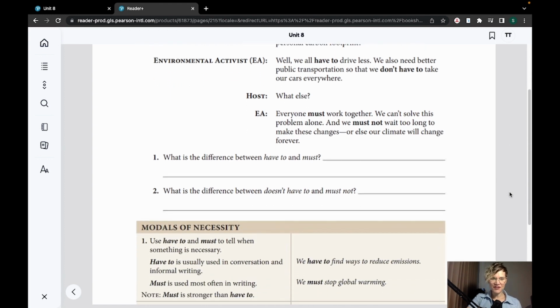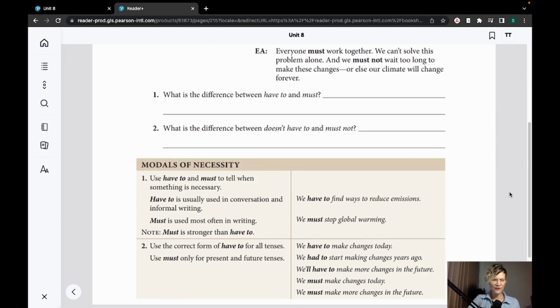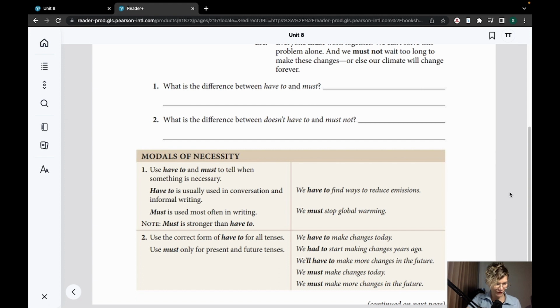Awesome. So there are two questions here. Number one, what is the difference between have to and must? What do you think? Write it down. And number two, what is the difference between doesn't have to and must not? I'd like to know what you think of it. So please answer those two questions. Write it down on the line in your book.